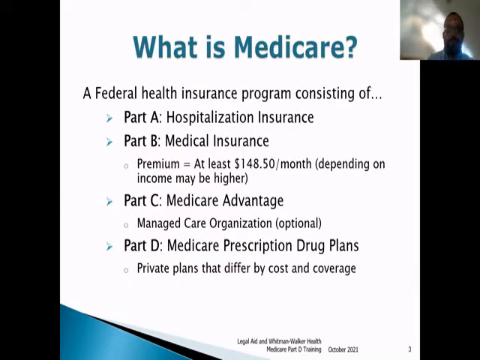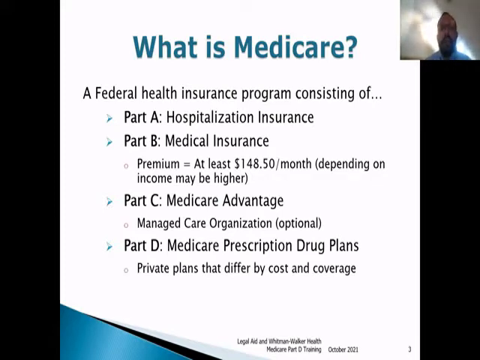So what is Medicare? Well, Medicare is federal health insurance that consists of different parts. Medicare Part A is hospital insurance that covers inpatient hospital care. Medicare Part B is what we think of as traditional outpatient medical insurance. So that's going to cover things like doctors' offices, specialists, lab visits, that kind of thing.